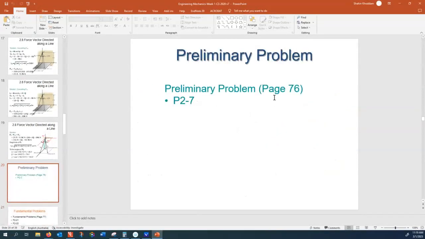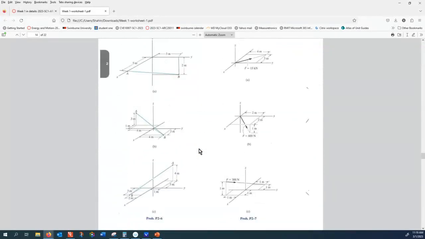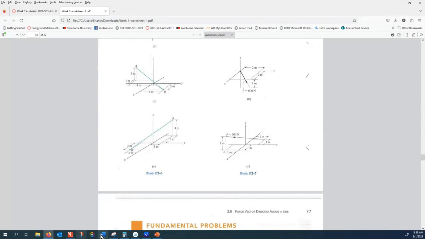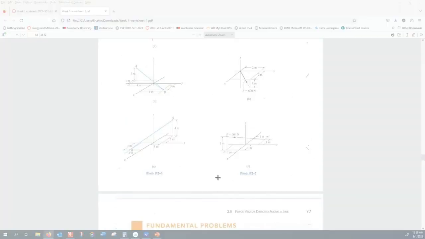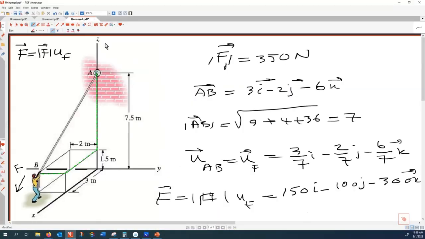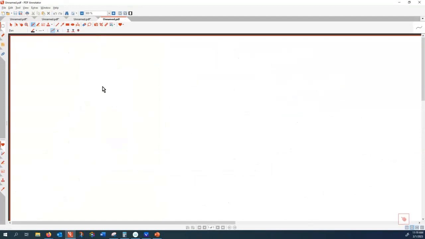Let's go to page 76. Okay, 2-7, fundamental problem 2-7, page 76.